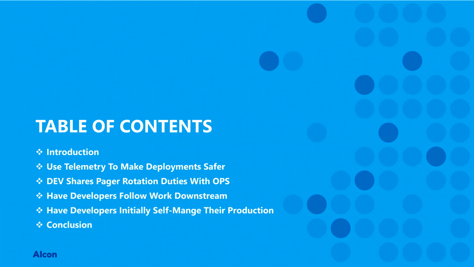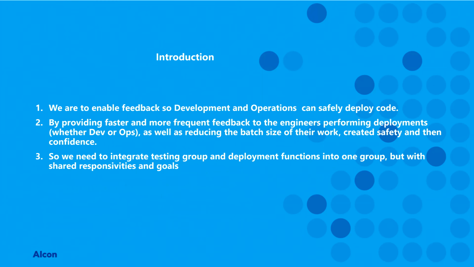So to begin with our table of contents, we're going to go over an introduction, then the use of telemetry to make deployment safer, and how Dev shares that pager rotation duties with ops, have developers follow work downstream, have developers initially self-manage their production, and then a conclusion.